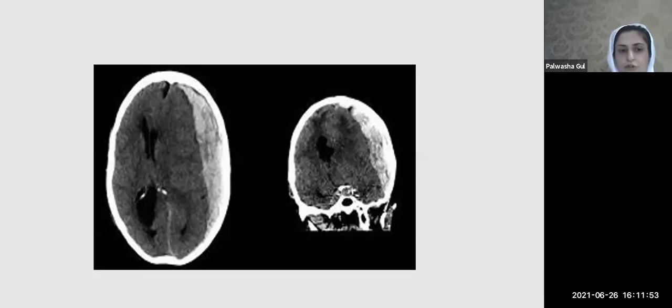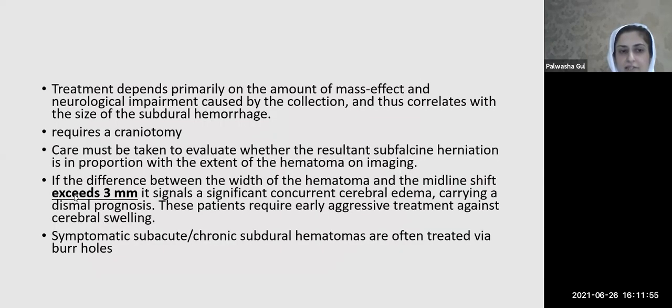What went wrong is actually this difference of 3 millimeters between the thickness of the subdural hematoma and the amount of the midline shift, which you need to report. You need to call your neurosurgeon and tell him, I feel there's a disproportionate amount of midline shift, I feel there's cerebral edema. You need to do something about the cerebral edema before you put your hands into the subdural hematoma.